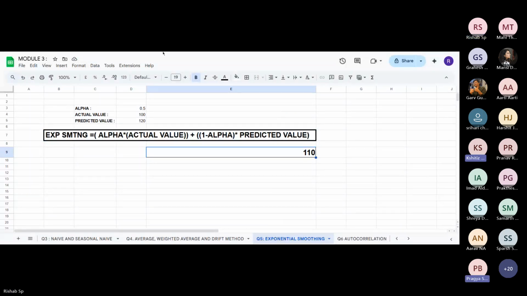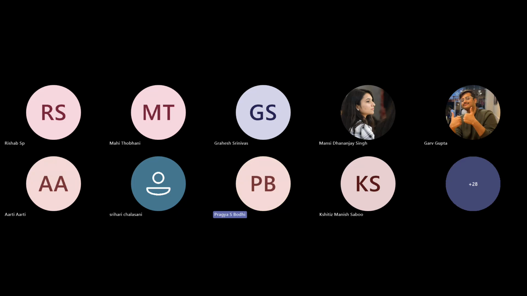Okay. Rishabh, would it be possible for you to cover the drift method once again? I couldn't really grasp the formula for it either. Which method? Drift method. Yeah. I'll verify that.